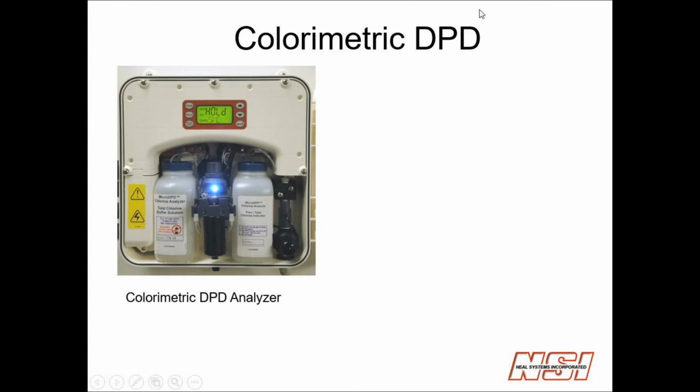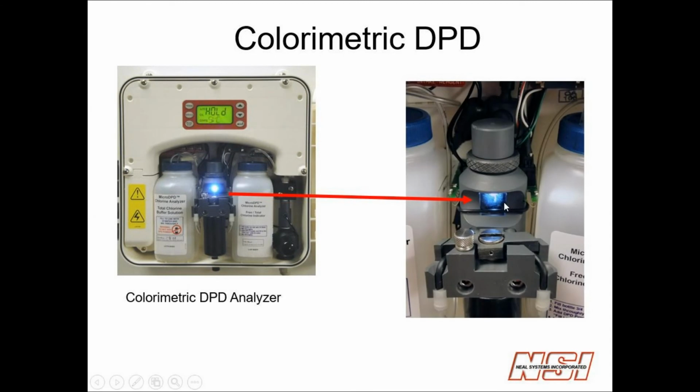So this type of analyzer uses that same method. It does it automatically in batches. So inside this analyzer is basically a cell, similar to a cuvette that you would use on your laboratory unit. Water enters in through this pressure regulator, goes through a solenoid valve, and a sample is directed to the cell. It shoots a light through the cell, takes a 0 reading.